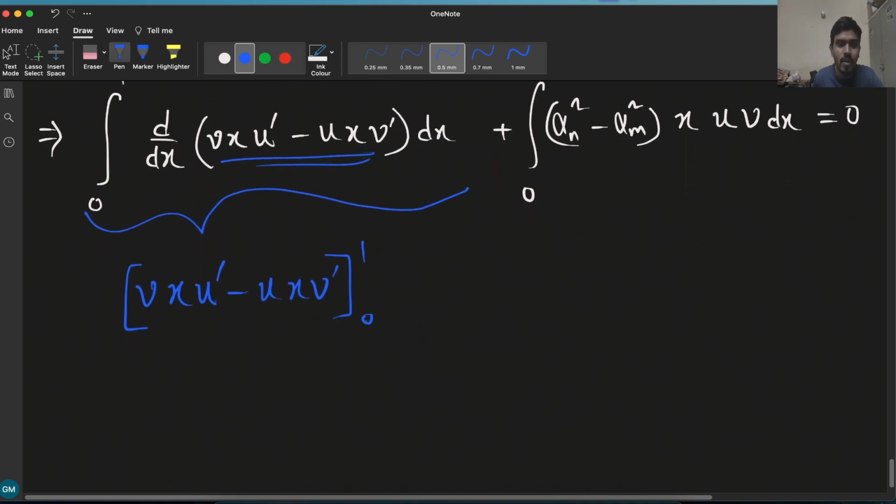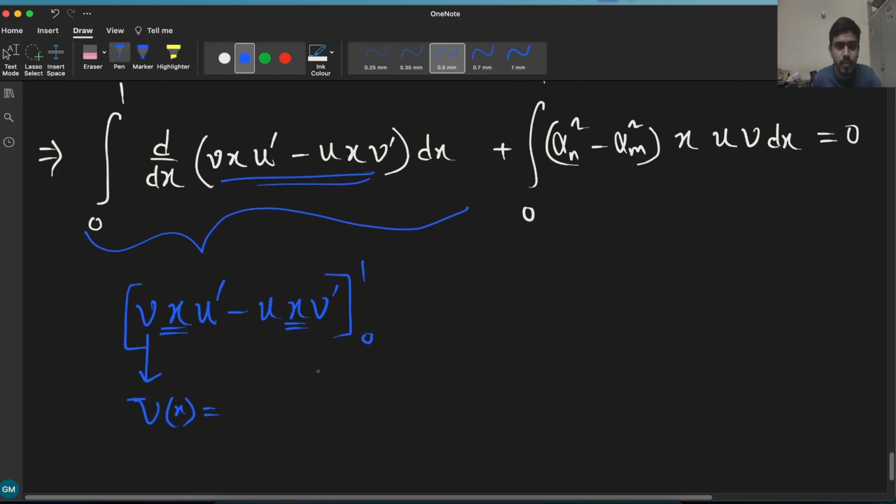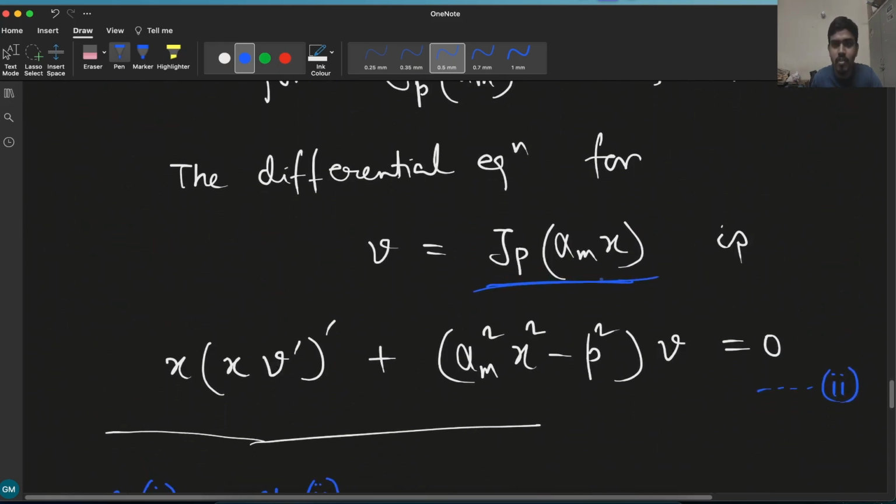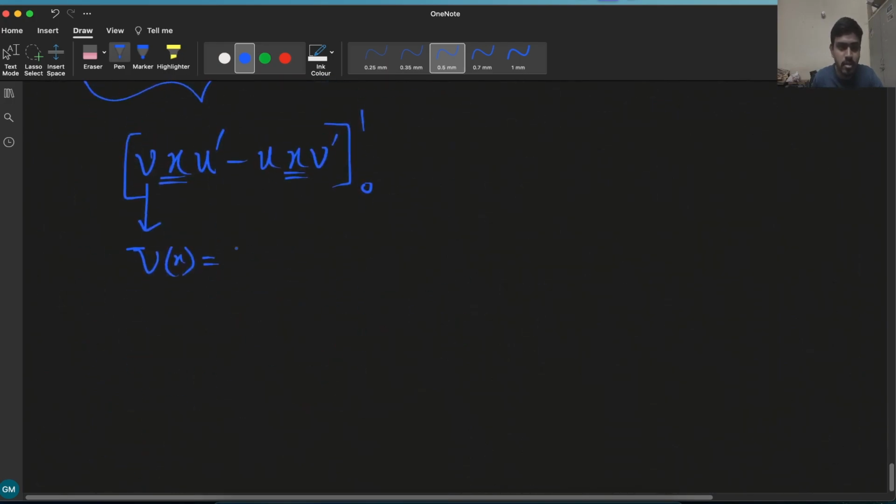So if I put the lower limit 0, then because of this x present, it will be 0. And now if I put this upper limit 1, in that case this v will be, so what is v? V as a function of x. Let's check here, p is Jp of alpha m x. So v is Jp of alpha m x. Similarly, u as a function of x is Jp of alpha n x, right?